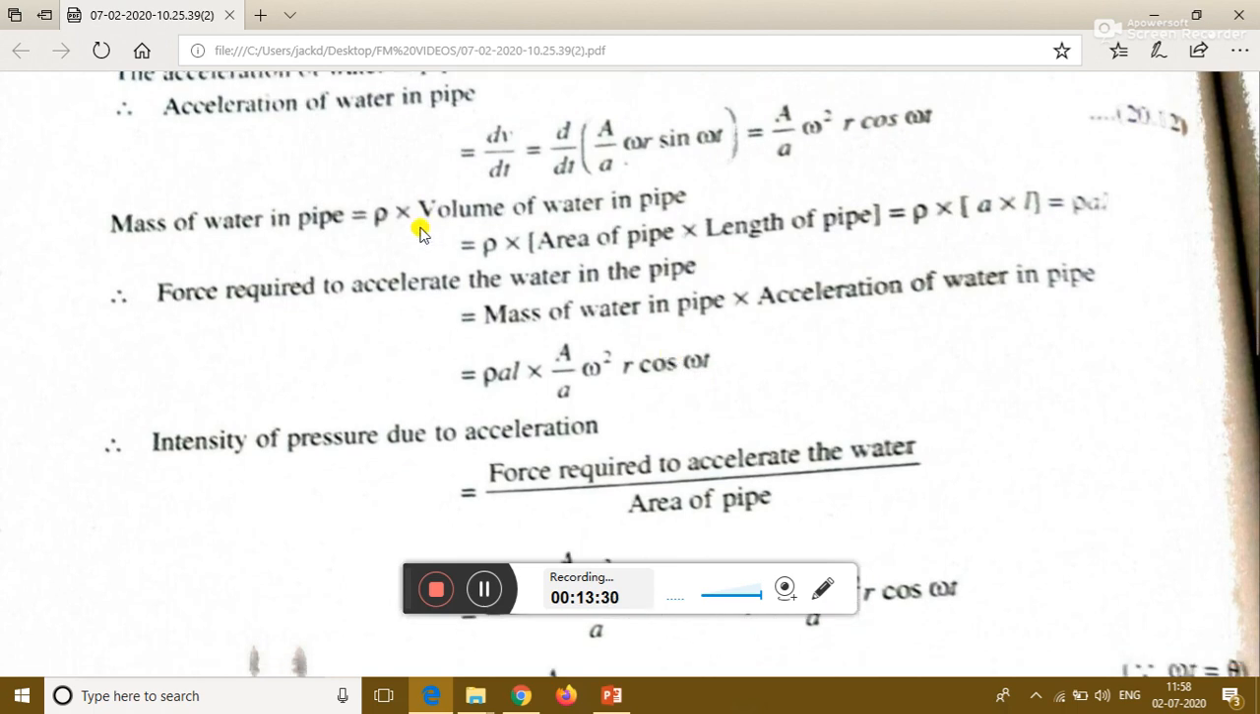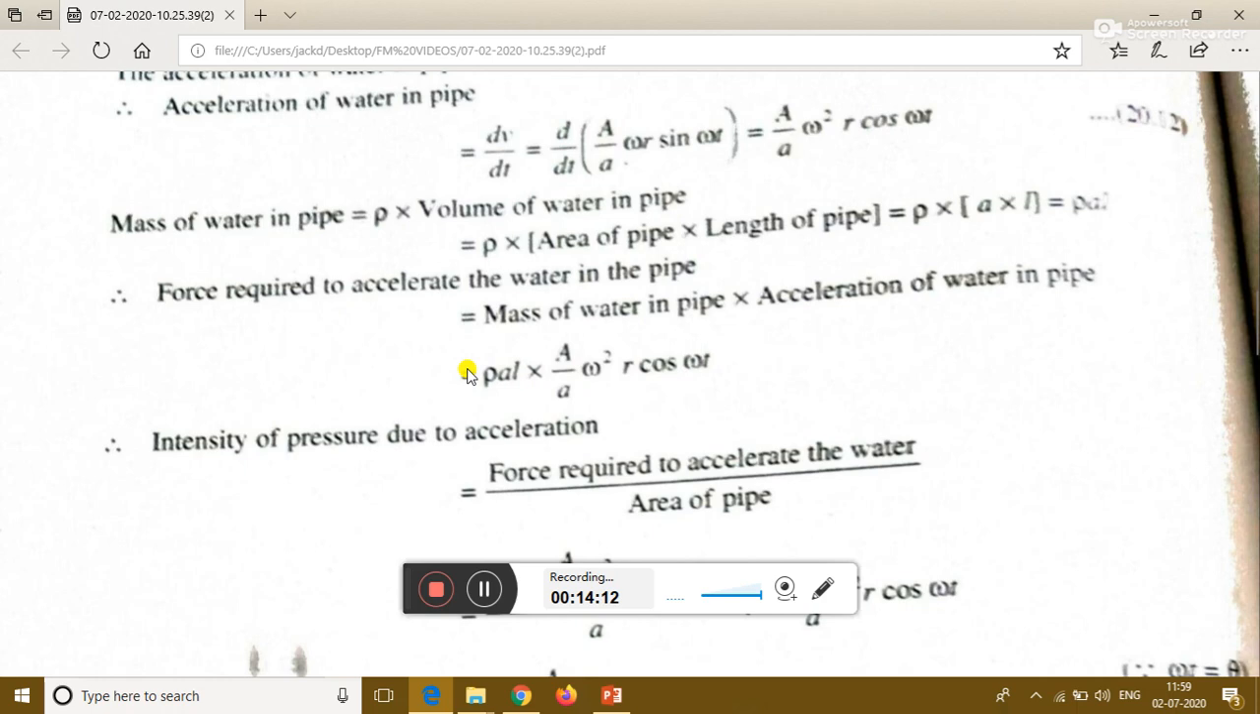Now what is the mass of the fluid in the pipe? Mass of the water in the pipe is density of water into, what is density? Mass by volume. So mass is density into volume. So density into volume of water in the pipe. The volume of water in the pipe will be equal to the area of the pipe into length of the pipe, right? So it is density into a into L. So rho a L is the mass of water in the pipe. Now how to find force? If you have mass and acceleration, you know which term comes next, that is force. It will be the product of m and a. So you can write rho a L into A by a into omega square r cos omega t.